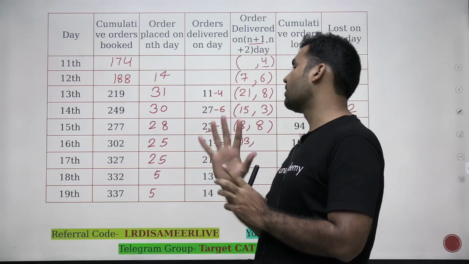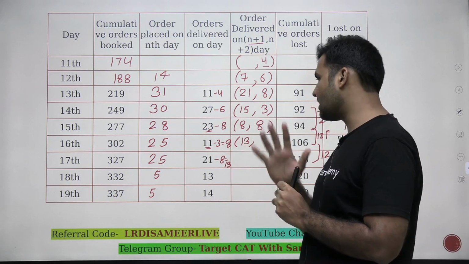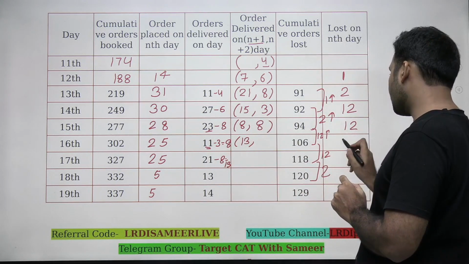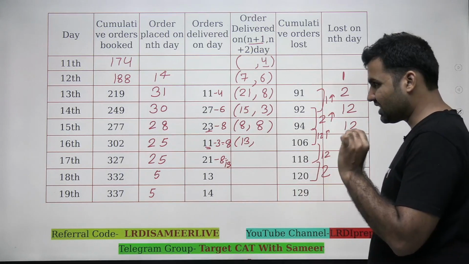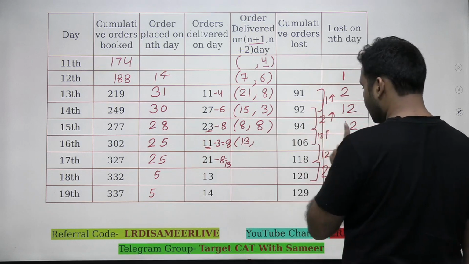Now 25 orders are placed on 16th, 13 are delivered on the next day, that means on 17th. The increment in the lost orders is 2, so these must be the lost orders of 16th placed. So out of 25, 13 are delivered, 2 are lost.